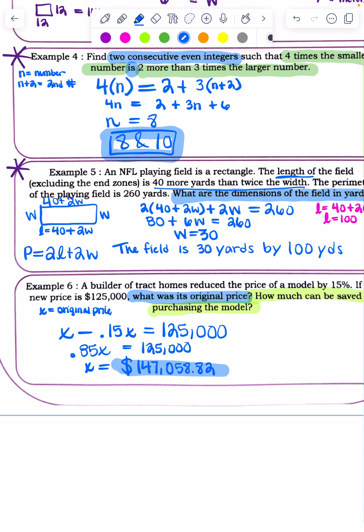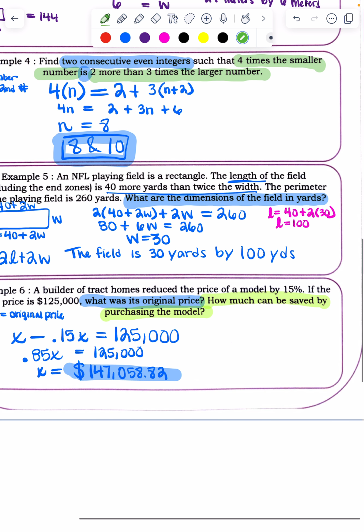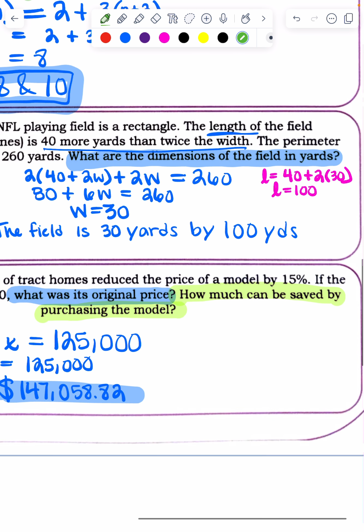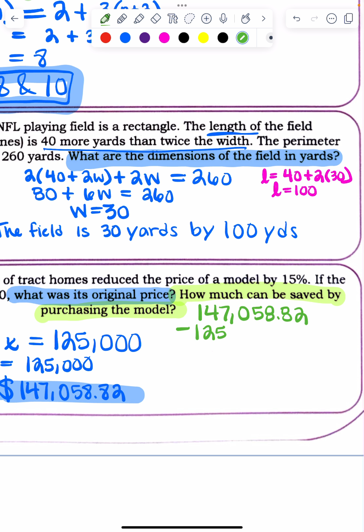But we were also asked a question in green. And that question in green is how much can be saved by purchasing the model? Well, if I originally had an asking price of $147,000, but I ended up paying $125,000, I can think about that money I saved. So that also is going to be a subtraction. So I'm going to have $147,058 and 82 cents, subtract 125,000. And then you can put 0 cents if you'd like.